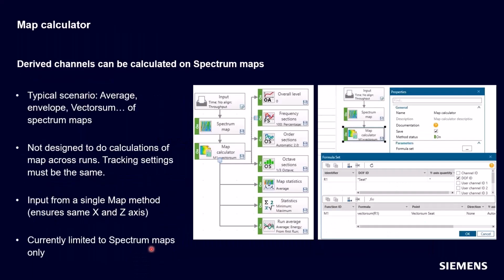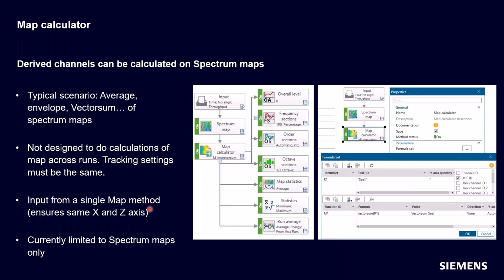Map calculator, derived channels calculated on spectrum maps. So here we've got a method where I'm going to pass the spectrum map to the map calculator. Here's an example where we're doing a vector sum. And we can do averages of channels, min or max envelopes, or vector sum. It's not designed to calculate across runs, so we really want to keep the z-axis and the x-axis the same. So I want to make sure that the tracking axis is exactly the same.